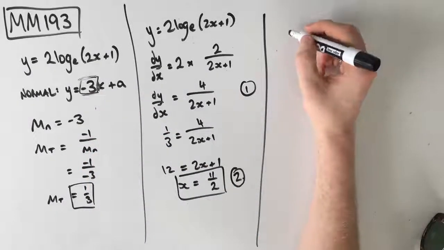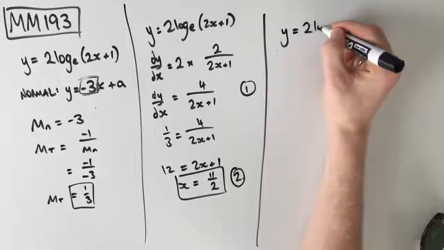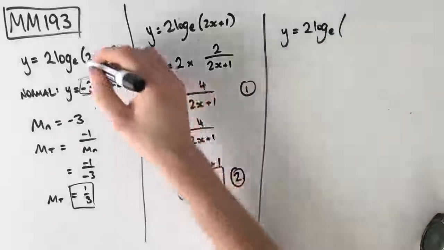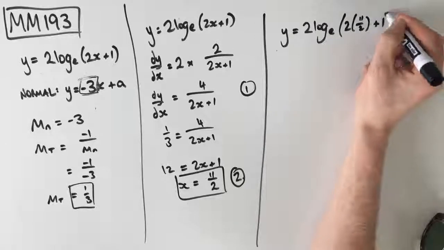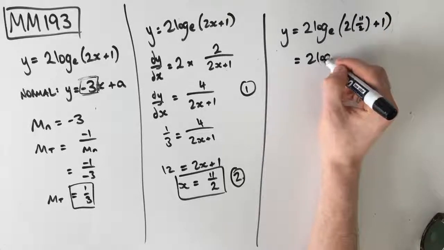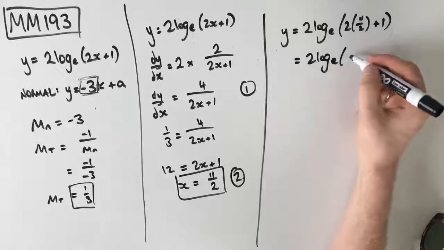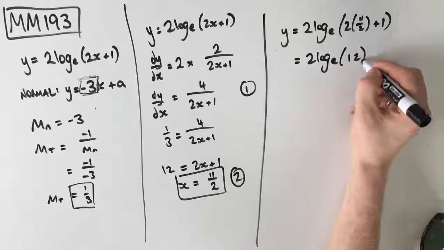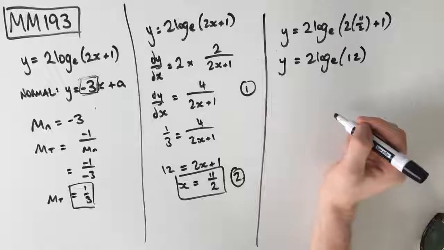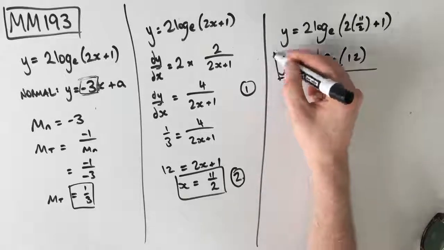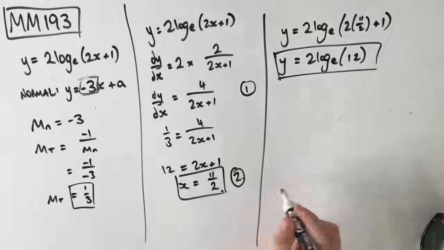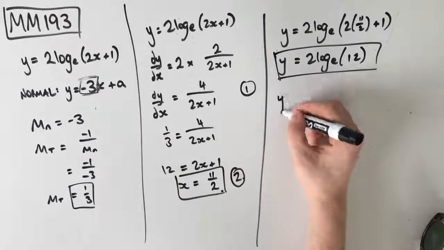So our y value at this point is y equals 2 log e of 2 times x, which is 11 on 2. So 2 times 11 on 2 plus 1 is equal to 2 log e. 2 times 11 on 2 is 11, so 11 plus 1 is 12. So y equals 2 log e of 12. That's our y value. This is our x value, and we know that our normal passes through that point.